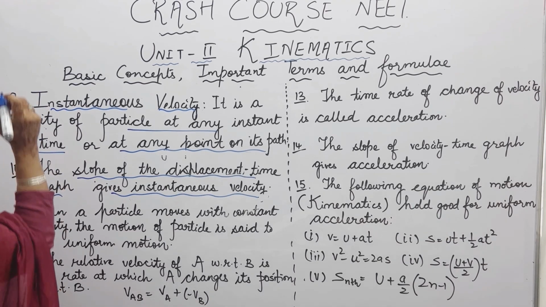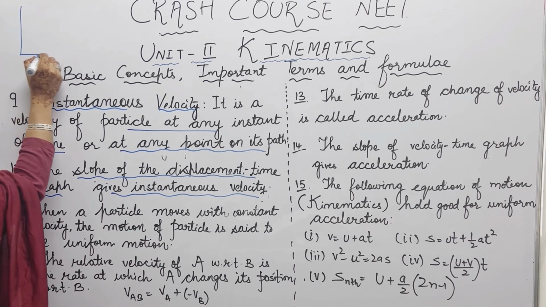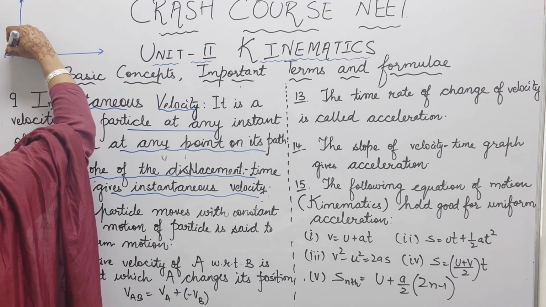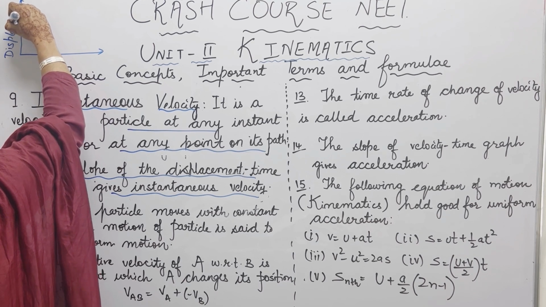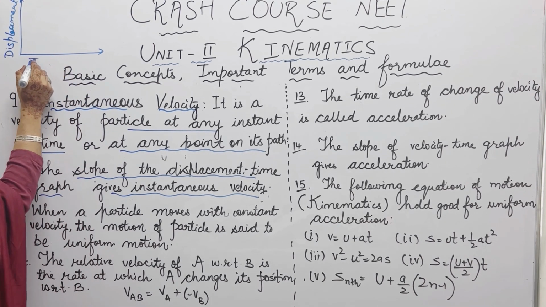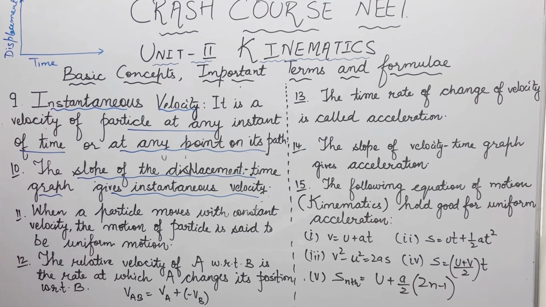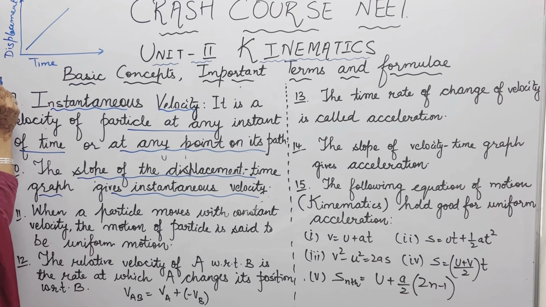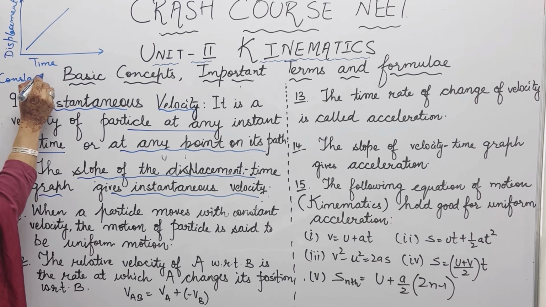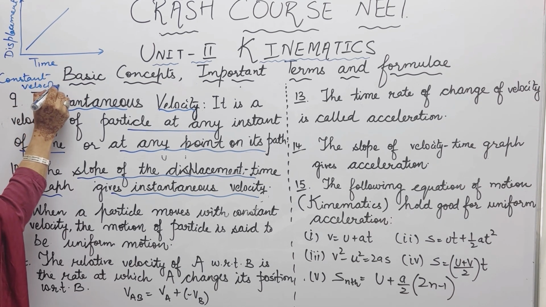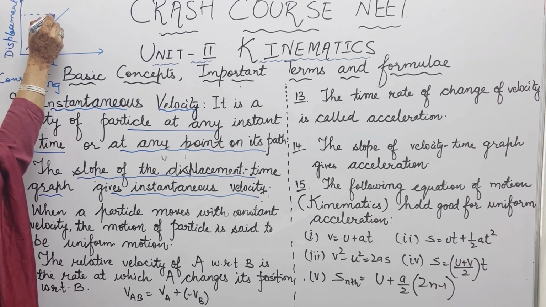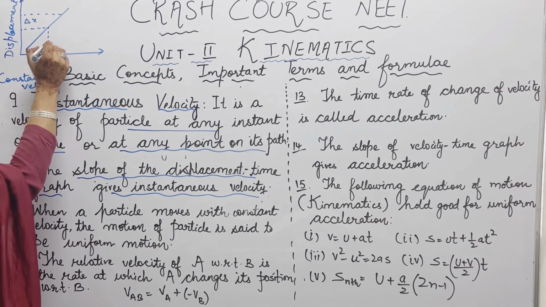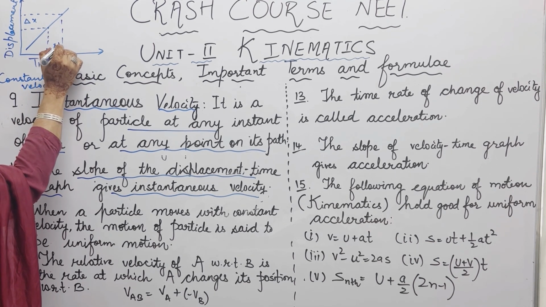To understand this, look at this graph. This side we have the displacement, and this is the time. So this is the displacement time graph. If the variation is a straight line, this refers to constant velocity, and any interval is taken of delta x and corresponding time is delta t.